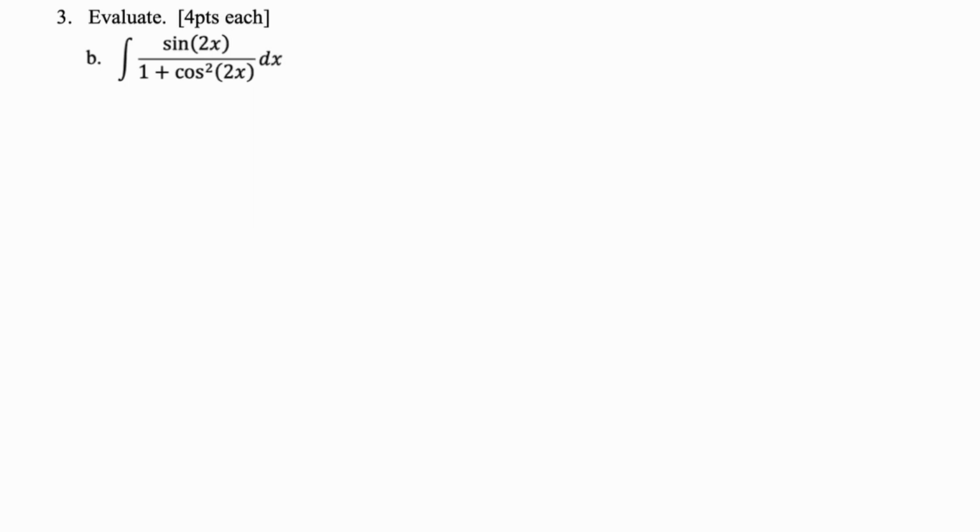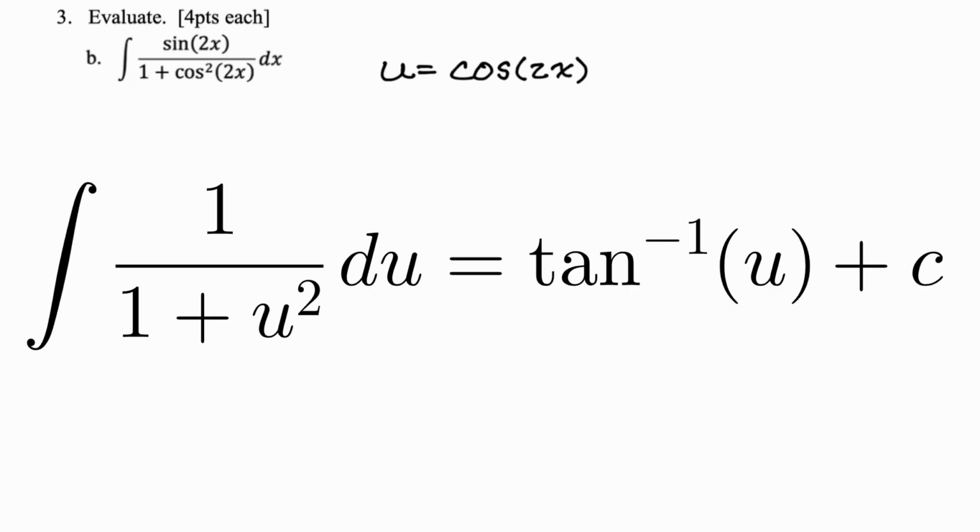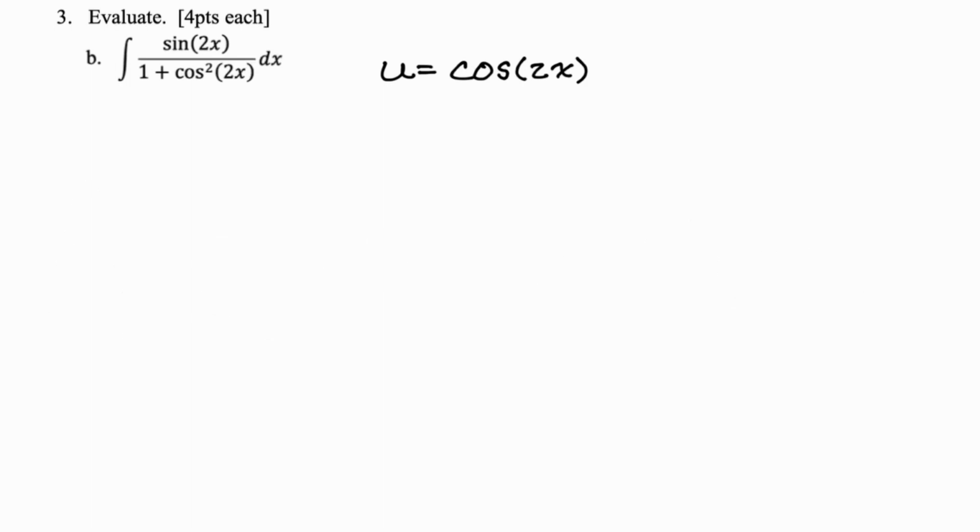Again, we have to make a choice. You could try to make u equal the whole denominator, but again, the derivative of 1 plus cosine squared of 2x is complicated. It's way more complicated than just sine of 2x. So I'm going to instead choose cosine of 2x, because I'm thinking that this looks a little like an arctan situation. du is negative 2 sine of 2x, right?